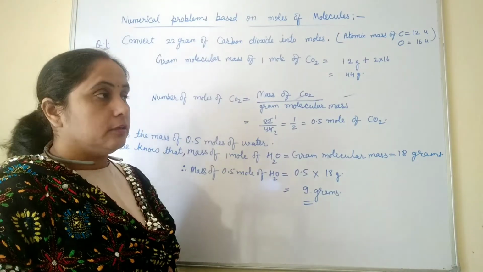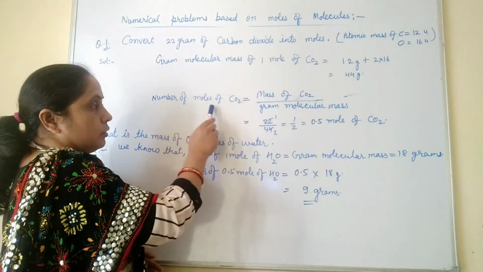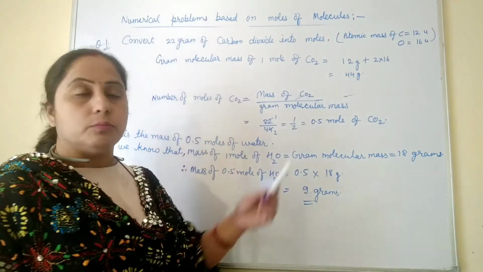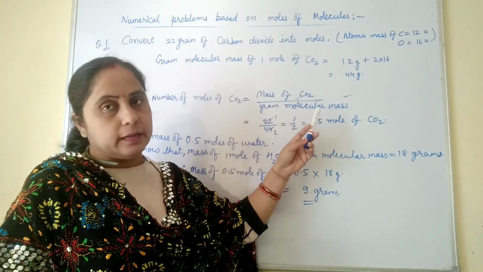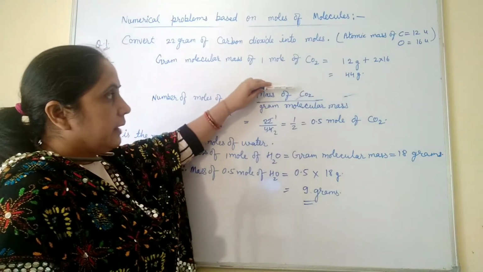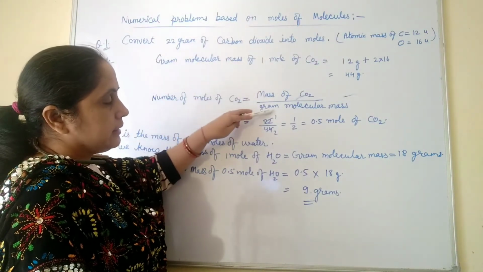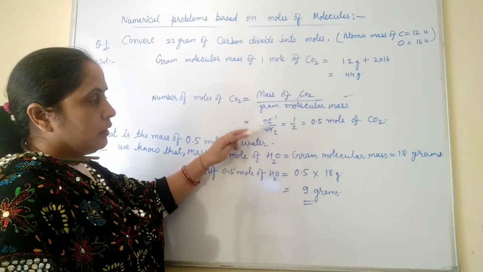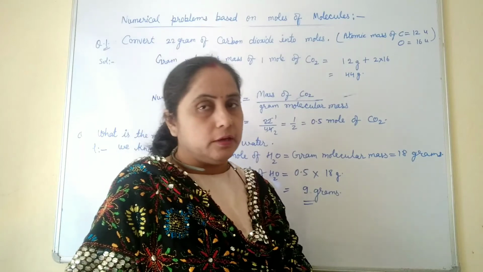And also we know the formula for the number of moles of carbon dioxide is equal to the mass of carbon dioxide divided by its molecular mass in grams, which is also called molar mass. The mass of carbon dioxide in the question is given as 22 grams, and the molecular mass is 44 grams. So 22 by 44, we get 0.5 moles of carbon dioxide.